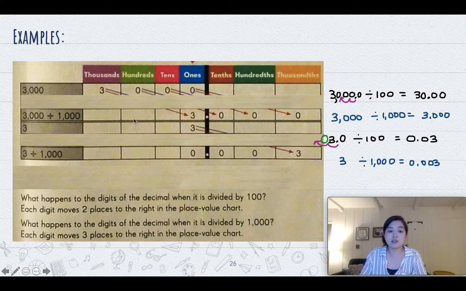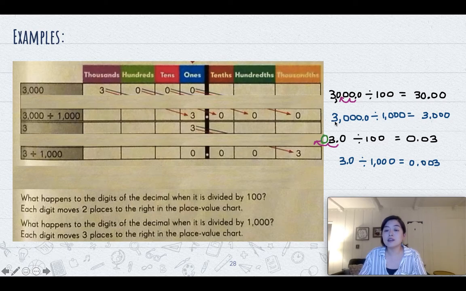In the place value chart, it moves over 3 places to the right, as we saw. So let's go back here. I'm going to change my 3003 into a decimal point. So my 3000 becomes 3000.0, my 3 becomes 3.0. So I changed it here.